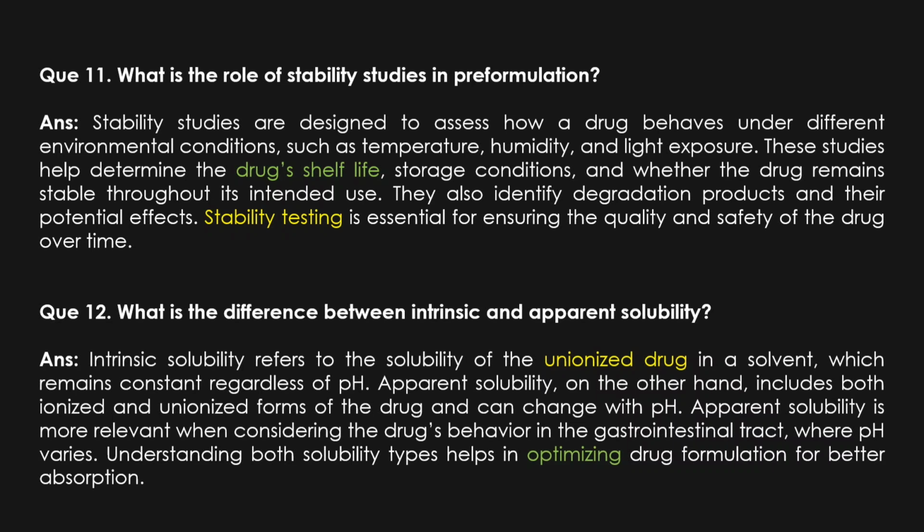Next question is, what is the difference between intrinsic and apparent solubility? Intrinsic solubility refers to the solubility of the unionized drug in a solvent, which remains constant regardless of pH. Apparent solubility, on the other hand, includes both ionized and unionized forms of the drug and can change with pH. Apparent solubility is more relevant when considering the drug's behavior in the gastrointestinal tract, where pH varies. Understanding both solubility types helps in optimizing drug formulation for better absorption.